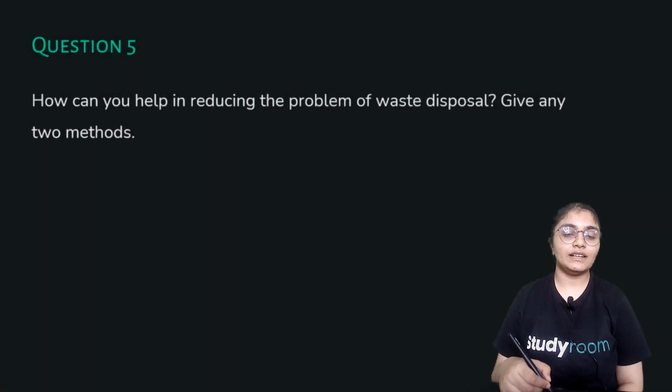The last question for this video is, how can you help in reducing the problem of waste disposal? Give any two methods. The two methods that we have are recycling, where solid waste like paper, plastic and metals etc. are recycled, and the second method is preparation of compost. The biodegradable domestic waste such as leftover food, fruit, vegetable peels and leaves of potted plants etc. can be converted into compost by burying in a pit dug into the ground. So by these processes we can help in reducing the problem of waste disposal.